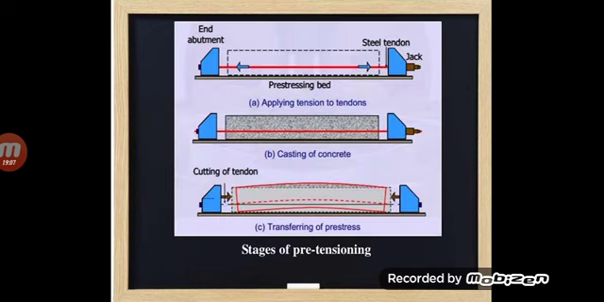You just see the figure. In the first figure, we are placing the tendons and the jacks and we are applying the force. In the second one, casting of concrete. After that, we will be casting the concrete above it. In the third one, we will be cutting the tendon. After cutting the tendon, it will try to shrink. Ultimately, it can't shrink because of the bond between the concrete and steel. So then it will induce compressive stress inside the concrete.